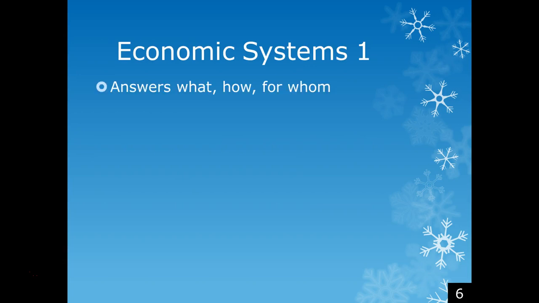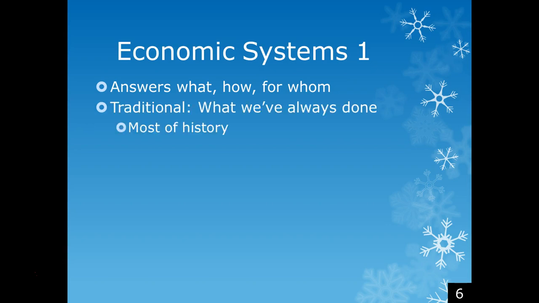Economic systems, remember these? And each economic system that we talked about answers the questions of what should be produced, how it should be produced, and for whom is it produced? Who gets the stuff? And we had 4 different types of economic systems.